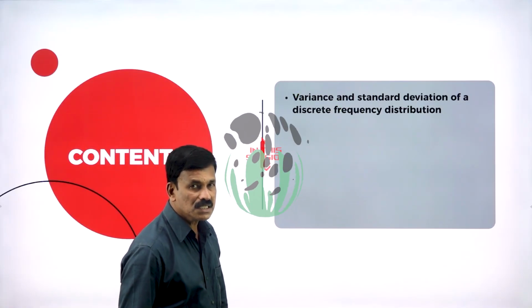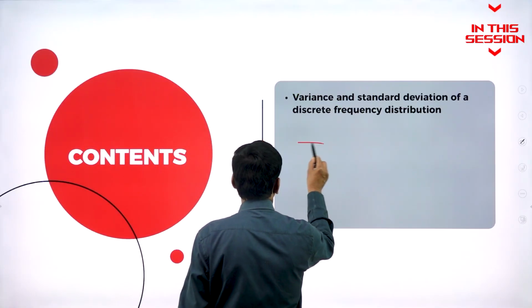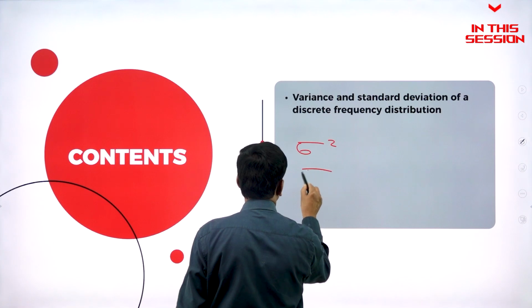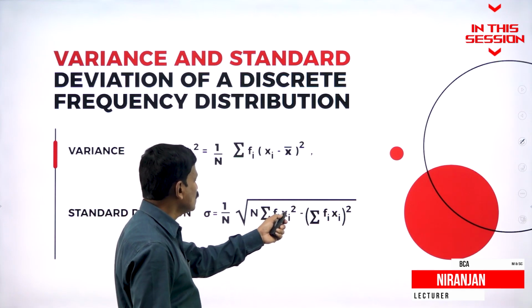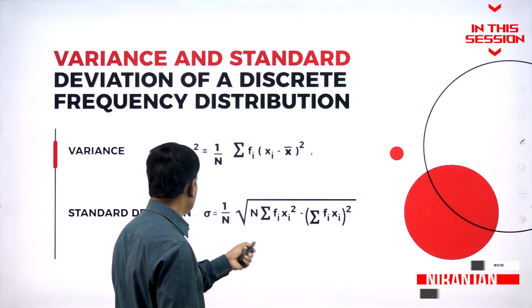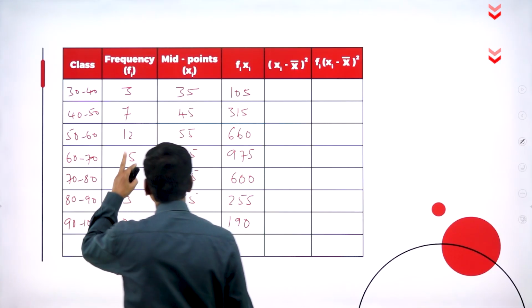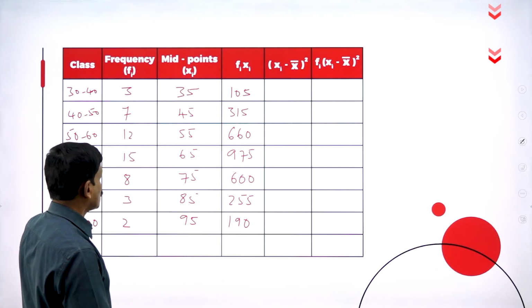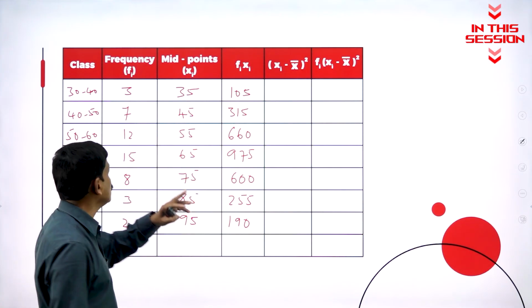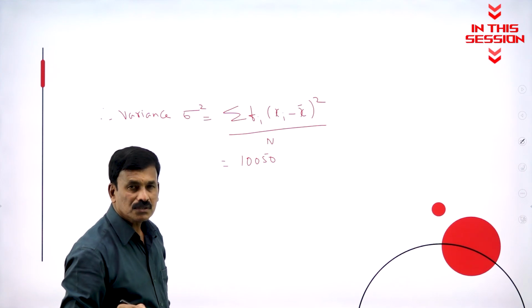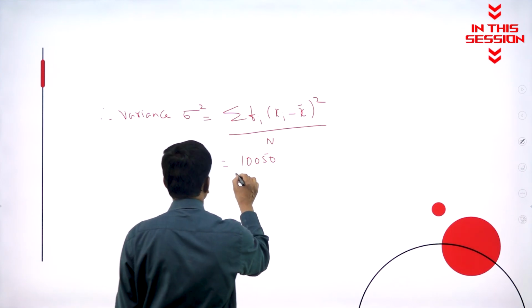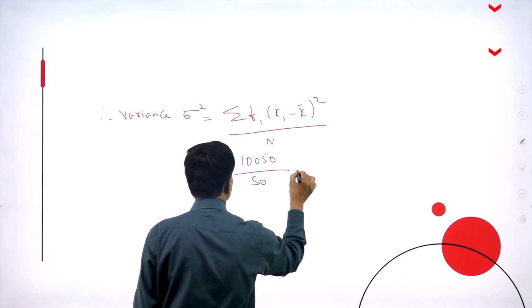Discrete frequency distribution, that is the standard deviation, variance and the standard deviation. Square root of n into sigma fi xi whole square minus sigma fi xi whole square divided by n. So just find out xi, the midpoint of the class interval, and multiply with fi. So sigma fi xi minus x bar whole square is equal to 10,050 divided by n. N is equal to 50.